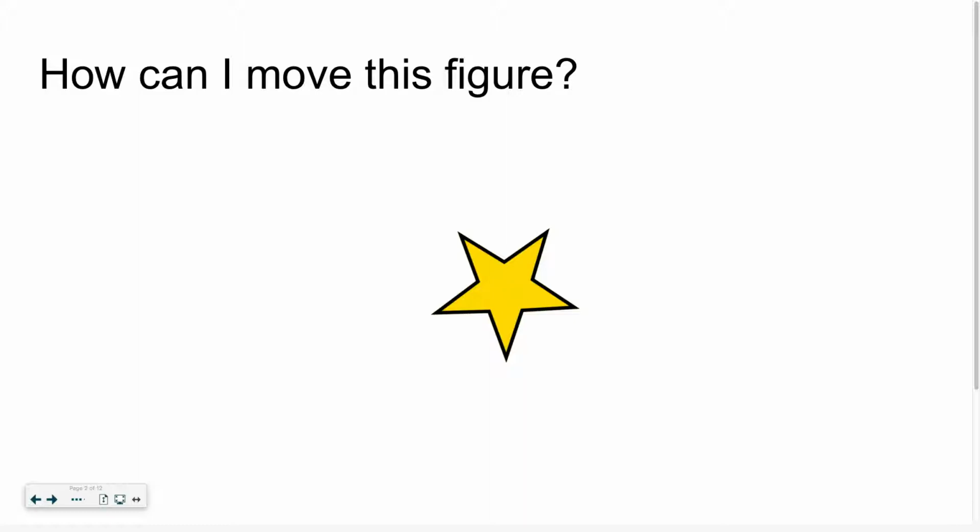Okay, so what we're going to focus on now, we're starting our next unit of geometry. Pythagorean theorem is geometry, but in the 8th grade we treat that as its own unit. So now we're going to start our geometry unit, and we're going to start with figures. We're going to figure out all the ways that we can move them.